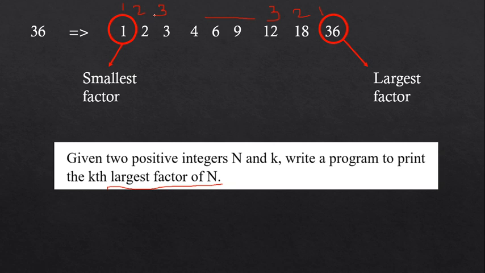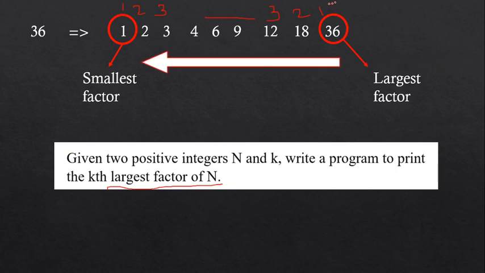We want the first largest, second largest, and third largest, which means the best solution will be starting from the right-hand side. Start from the largest factor and proceed towards the smallest factor. Is the concept clear? Yes. Start from the largest factor. What is the largest factor? The last factor will be the largest factor.